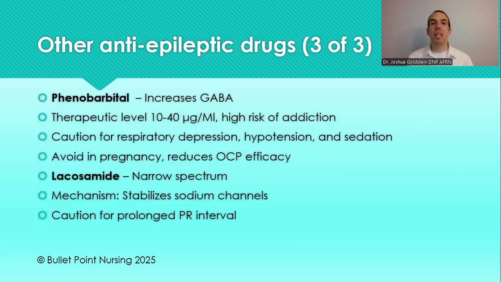Finally, we have the lacosamide. This is a narrow spectrum. It's used for focal seizures. This one also works by stabilizing sodium channels like we've seen earlier. The big test question, actually the only test question I really found about this one, is that it prolongs PR interval. So definitely don't use this in a patient that has underlying cardiac issues, and definitely monitor the patient's cardiac activity with this drug.